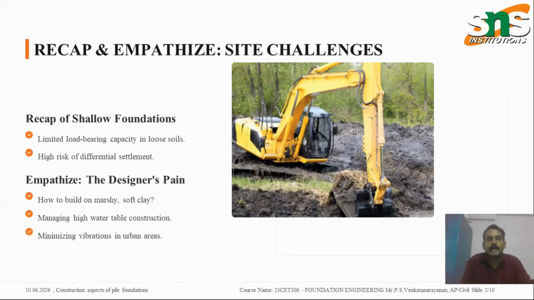So before starting the construction process, engineers must understand the site conditions. Common challenges include weak soil, high groundwater levels, limited bearing capacity, and nearby buildings where vibrations must be minimized. Proper planning and soil investigation help engineers choose the most suitable construction method and equipment.